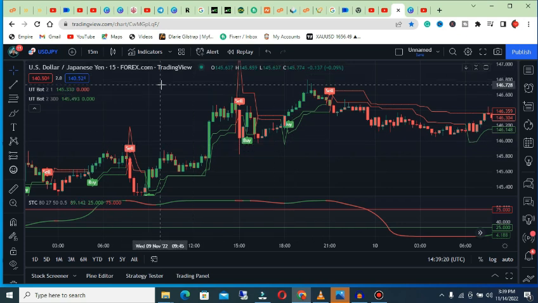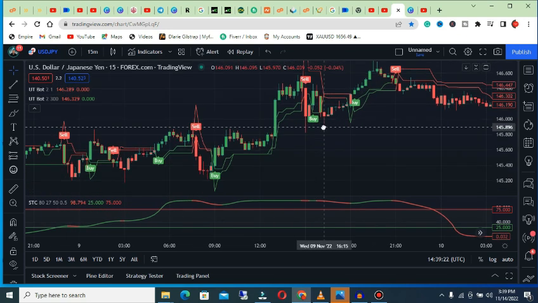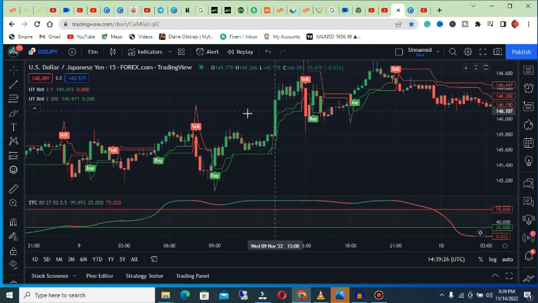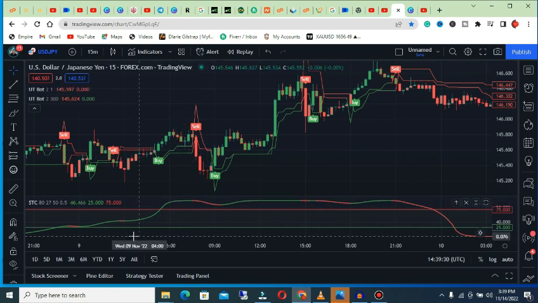Over here we have a couple of indicators which I'm going to be revealing to you real quick. Right here we are using UT Bot in two places, and of course we're using the STC indicator, and I'm going to show you this in a moment.